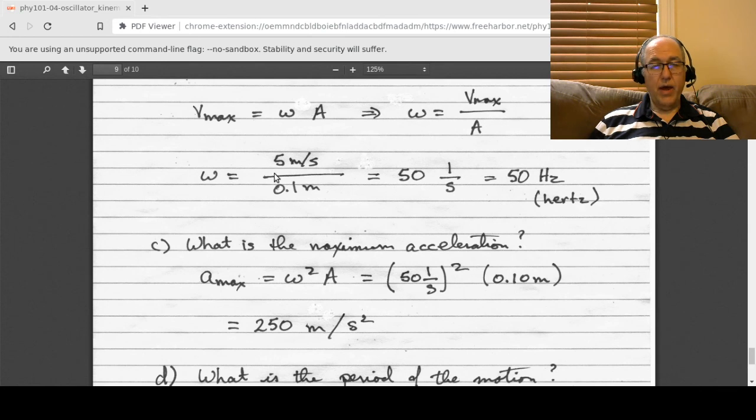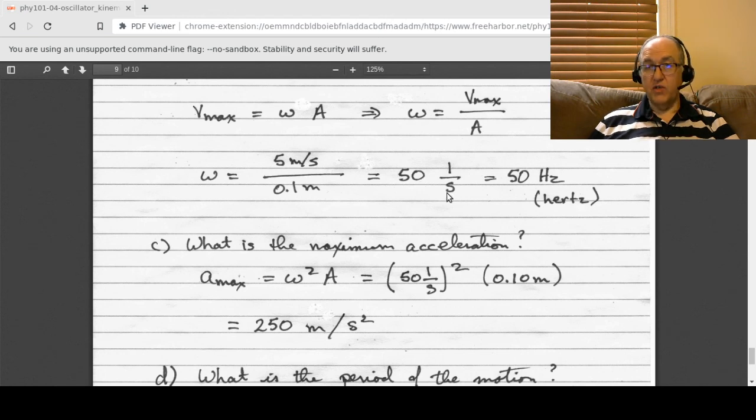And so now I can substitute in the numbers. Vmax, I told you, was 5 meters per second. A, we found in the previous question, is 0.1 meters. 5 divided by 0.1 is 50. All right, and now let's take a look at the units. So here we have meters per second in the numerator. In the denominator, we have meters. So the meters in the numerator and the meters in the denominator, they cancel. So what's left? Just the per second, the 1 over second. So omega is equal to 50 per second.